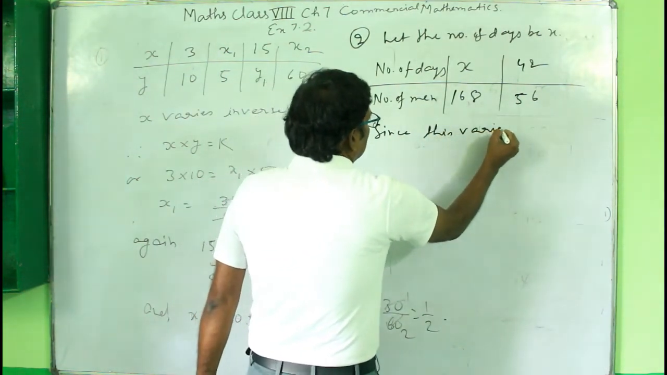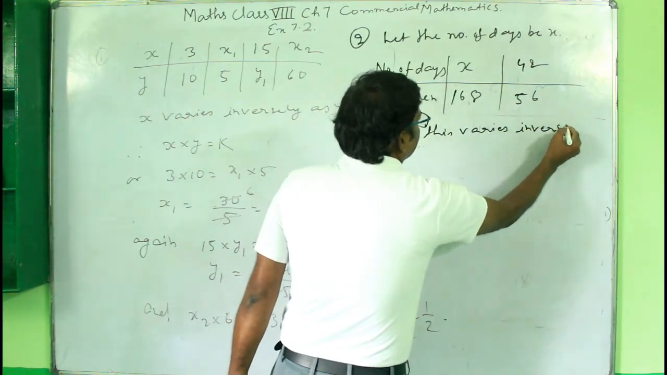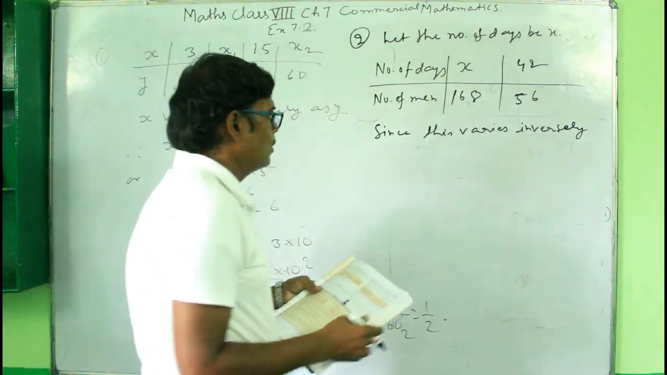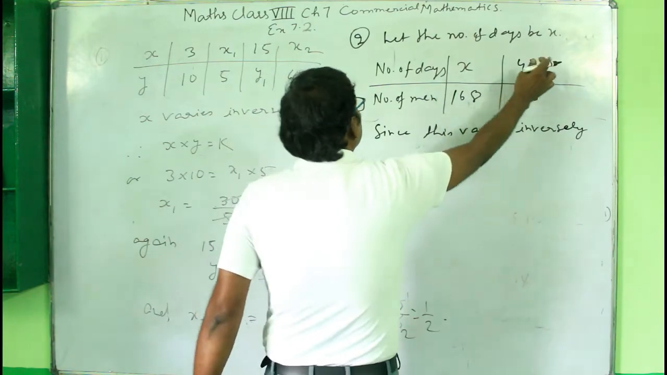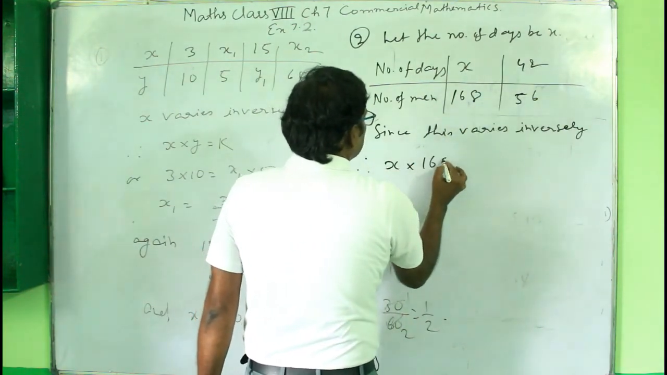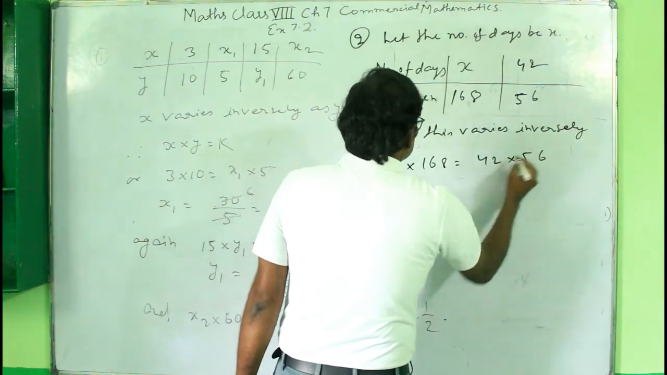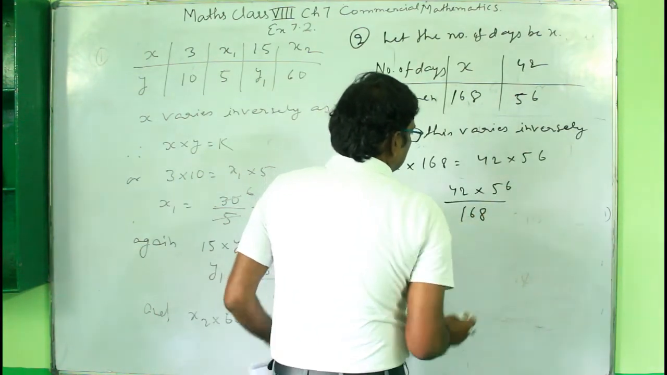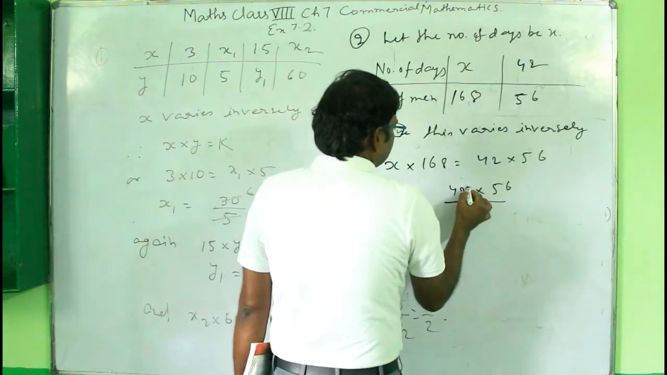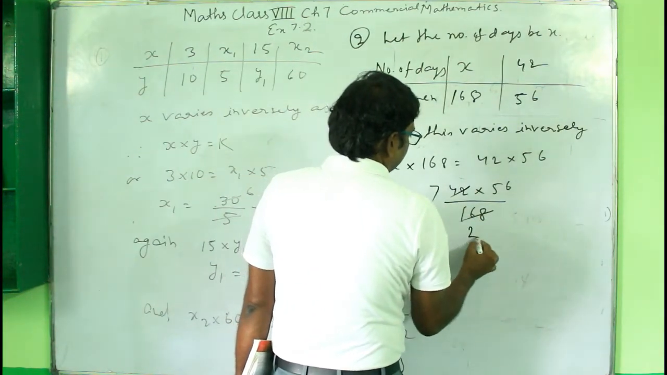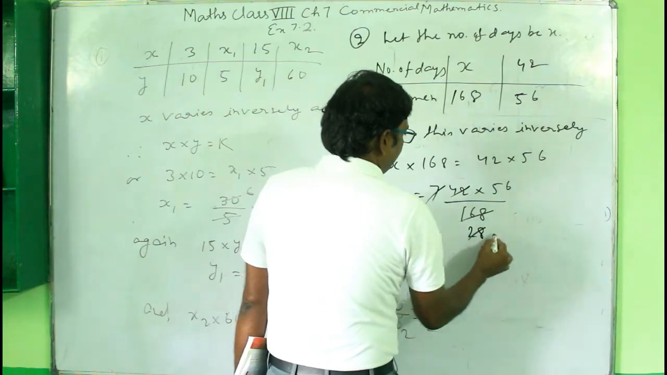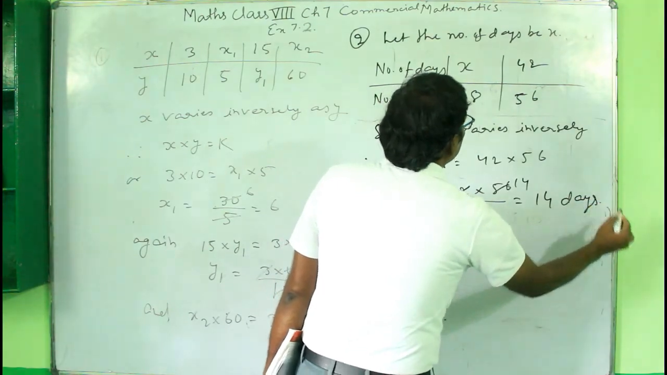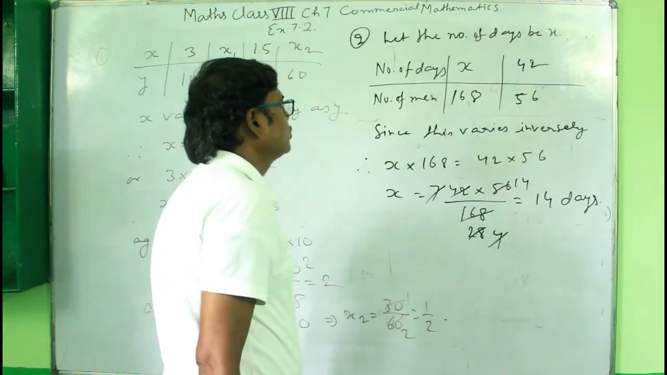Now here you will write that since this varies inversely, therefore this into this equal to this into this. So x into 168 equal to 42 into 56. So x equal to 42 into 56 by 168. So you can cancel it. Days is the answer of this question.